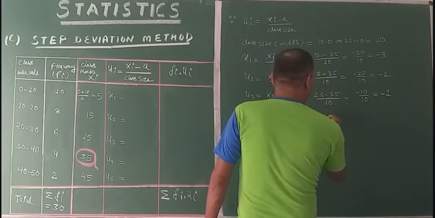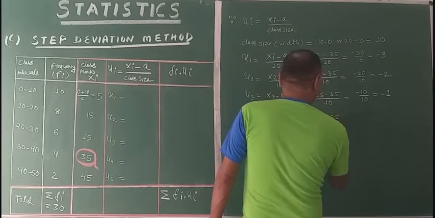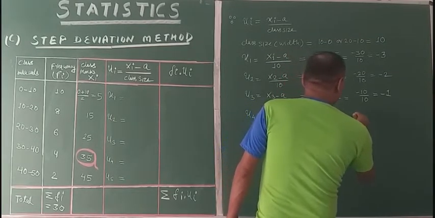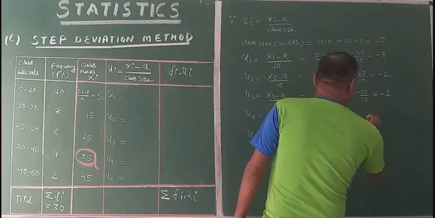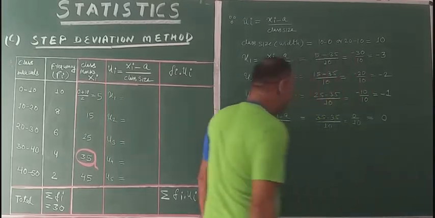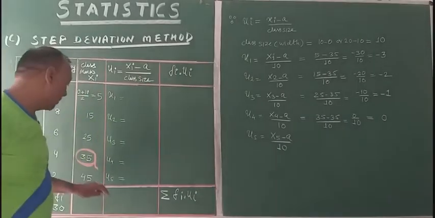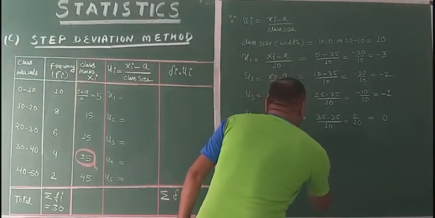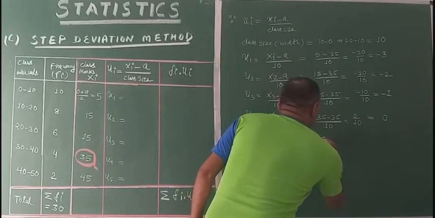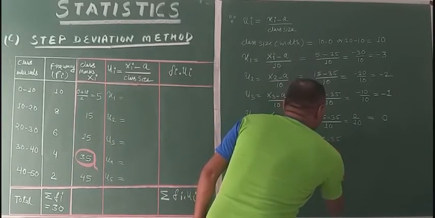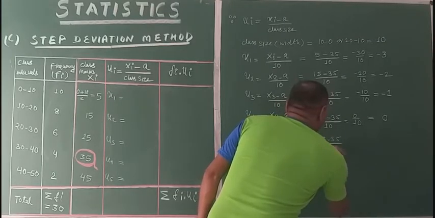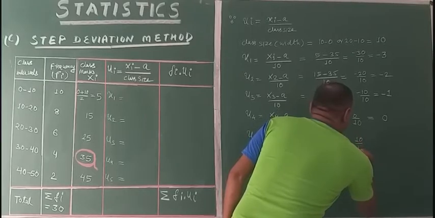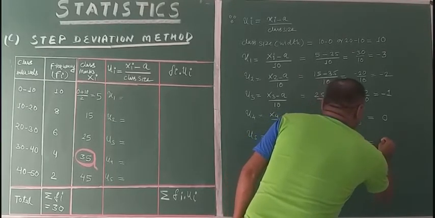is this one, 35, or A, is 35 upon 10. 0 upon 10, that is 0. Is it there? X5 is 45 and this is our A. 45 minus 35 upon 10, that is 10 upon 10. 10 upon 10 is 1.